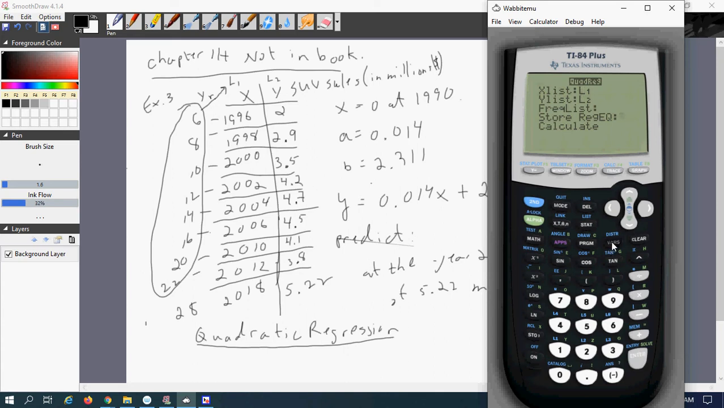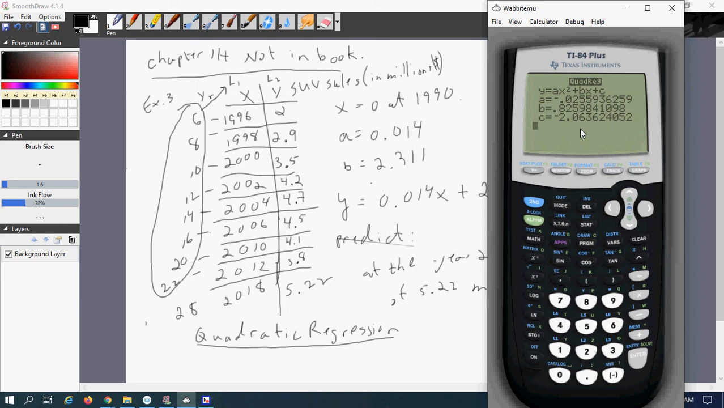We just hit enter down to regression. And then we go to vars, y-vars, function. This time we're not going to put it in y1, we're going to put it in y2, because that way we'll have both equations stored. And then we hit enter twice, and it records it for me. And so now I have an a, b, and c, because this is a quadratic equation that we're using.